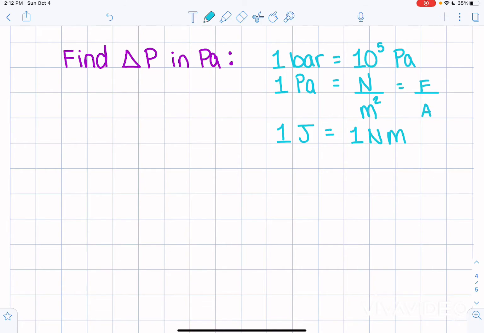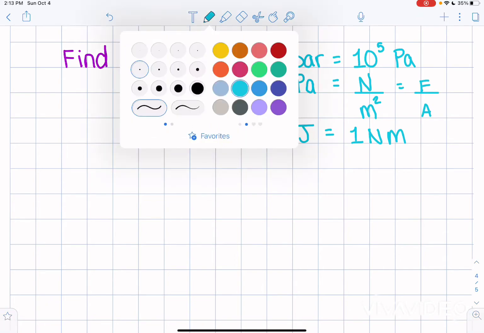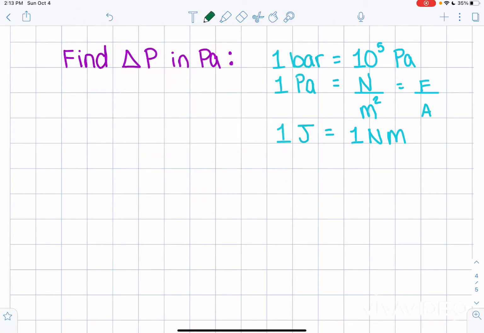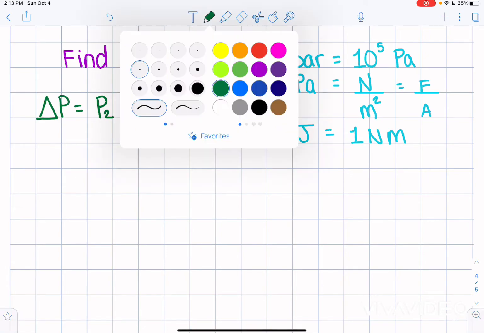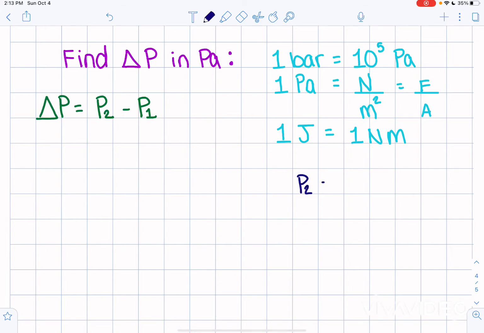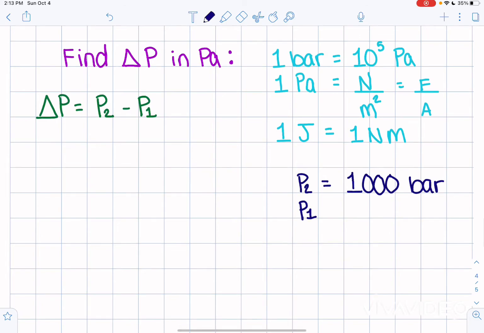So what we are going to do is we are going to first find our delta P in bars. Then we will convert that into pascals. After we do that, we will use this relationship to help us find joules in the final equation. So the equation that we are going to follow is that delta P is equal to your final pressure minus your initial pressure. And then our final pressure, so we have P2, is equal to 1,000 bar. Our initial pressure, our P1, is equal to 1 bar.